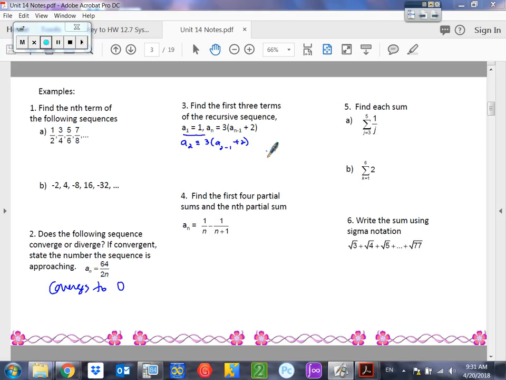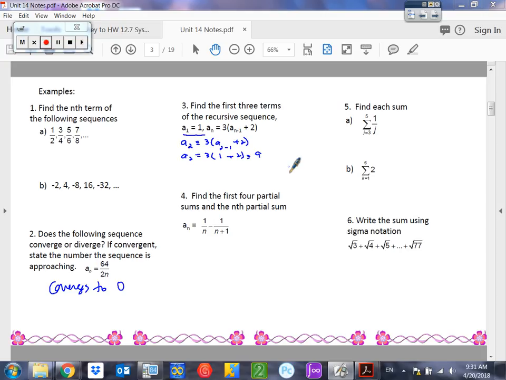Okay, so that's what the term numbers are doing, right? I'm putting a 2 in for n. 2 minus 1 is 1. So what this really means is to get the second term, I would do 3 times a sub 1, the first term, plus 2, or 9. Okay? Are we okay with the little term numbers? We know how that works, right?